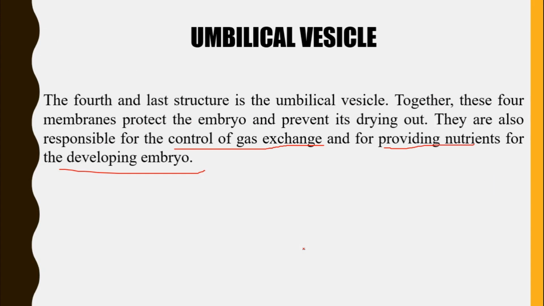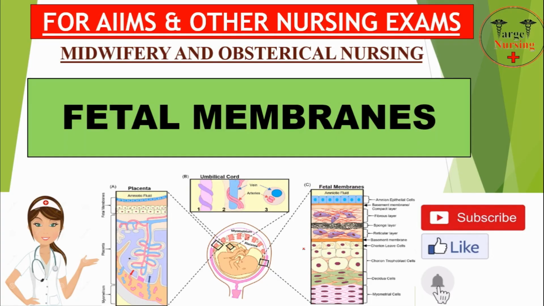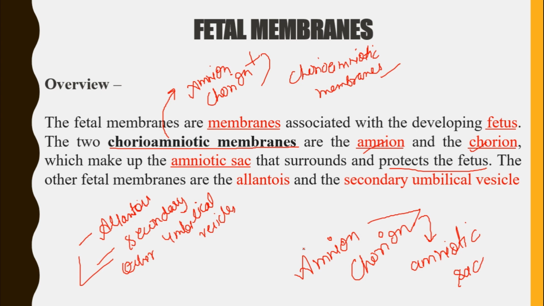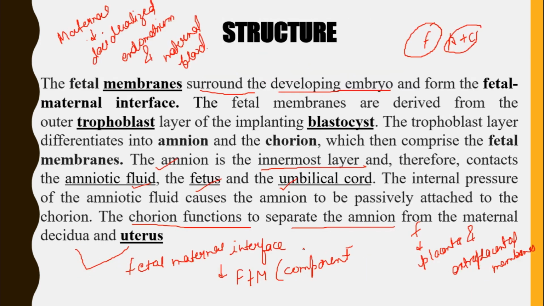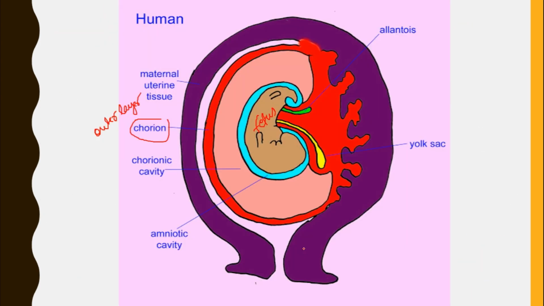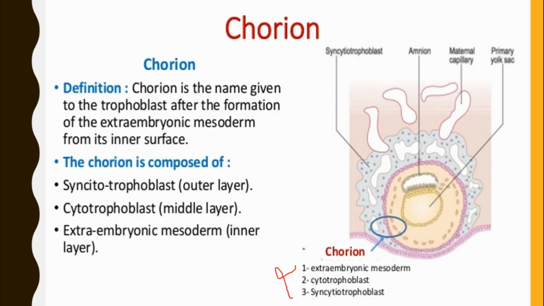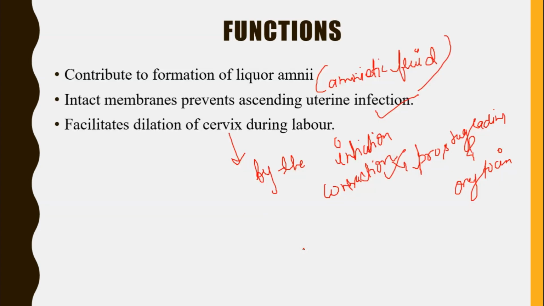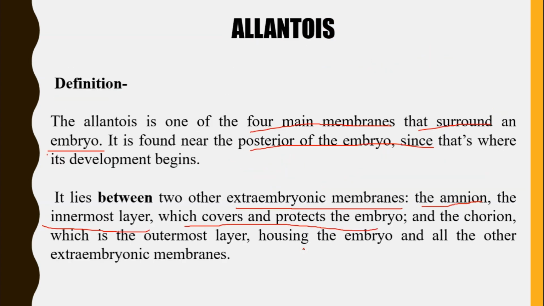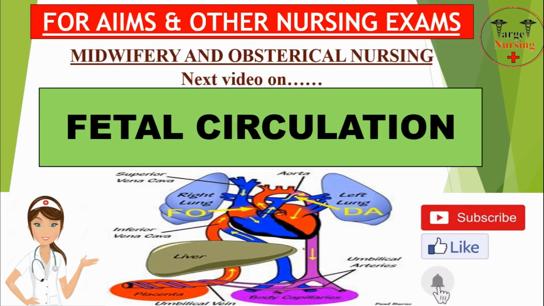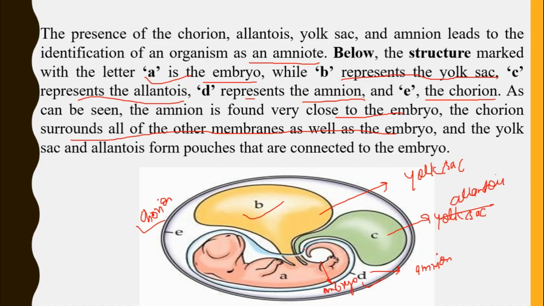Okay, so we have seen today about the fetal membranes. First we have seen the types of fetal membranes. There are four kinds of fetal membranes: amnion, chorion, allantois, and umbilical vesicles. Then we have seen their structure, the definition, chorion and amnion, and the function of these two layers. Then we have seen the allantois and umbilical vesicles, and the structure of allantois and yolk sac or umbilical vesicles.